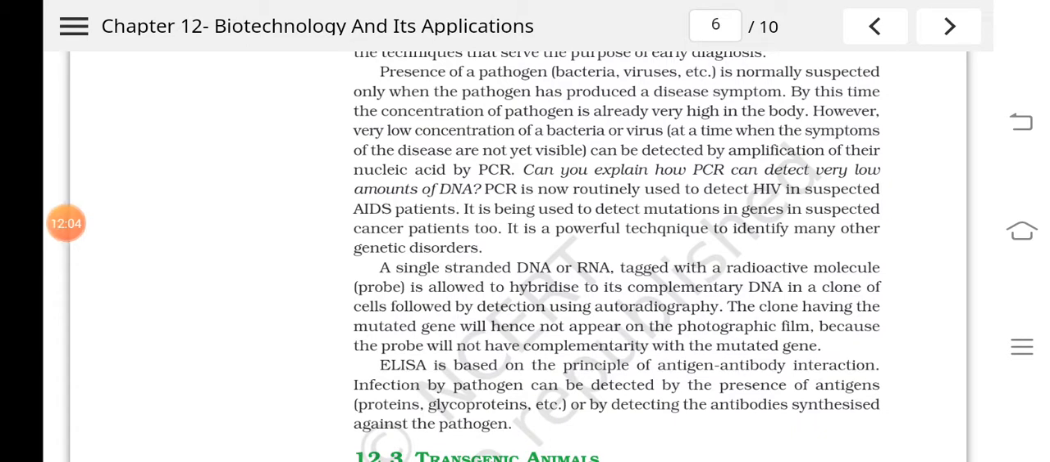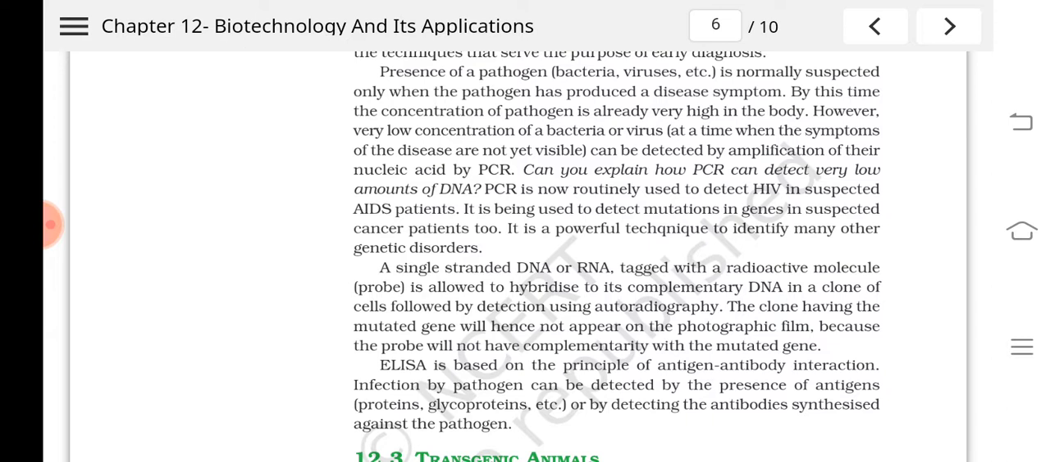As I told, the presence of virus or bacteria in a very low concentration also can be detected by amplification of their nucleic acids. Isn't it? PCR we have studied now. So in PCR what are we doing? We are allowing, by different steps like denaturation, annealing, extension, etc., a small fragment of DNA, or a single strand, to be amplified millions of times. So the presence of a genetic material, RNA or DNA, of a virus or bacteria can be detected in the early stage itself.